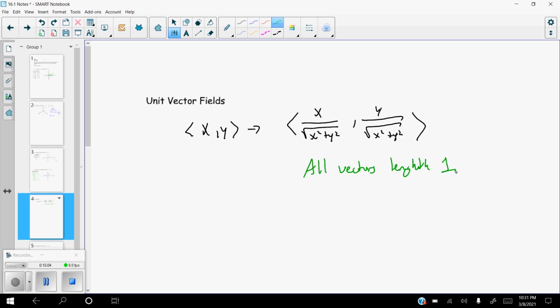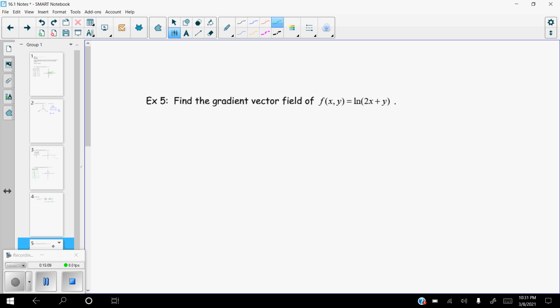All right, now we've only got one more to talk about. Probably the shortest lesson we'll do all year, which is the gradient vector field. And remember that the gradient of a function is going to be the partial derivatives. So if we take the derivative of this thing with respect to x, it's going to be 1 over 2x plus y times the derivative of that thing with respect to x, which is going to be 2.